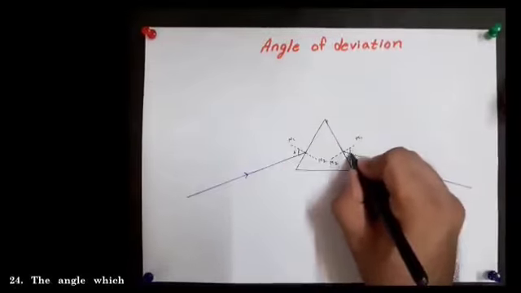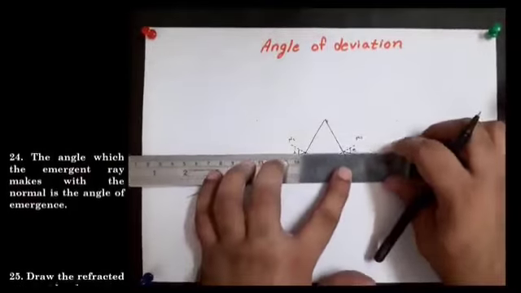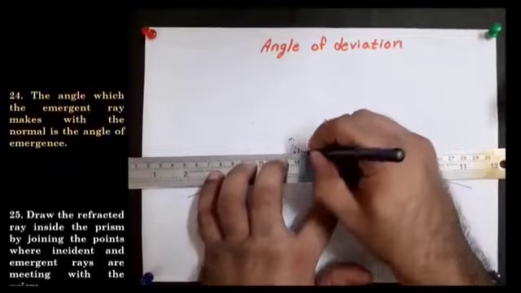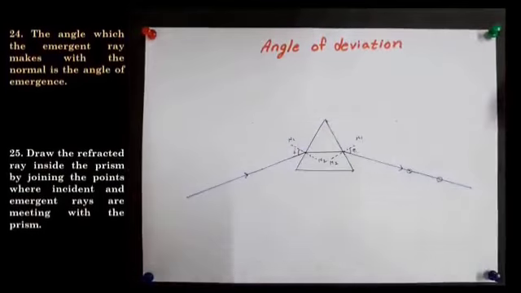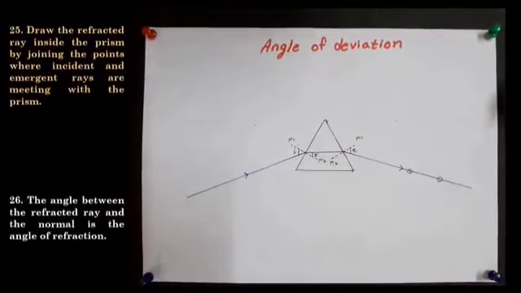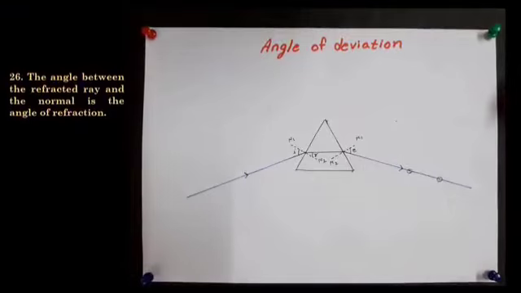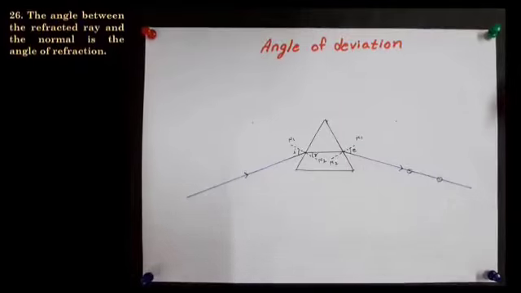The angle which the emergent ray makes with the normal is the angle of emergence. Draw the refracted ray inside the glass prism by joining the points where the incident ray and emergent ray meet the prism. The angle between the refracted ray and the normal is the angle of refraction.